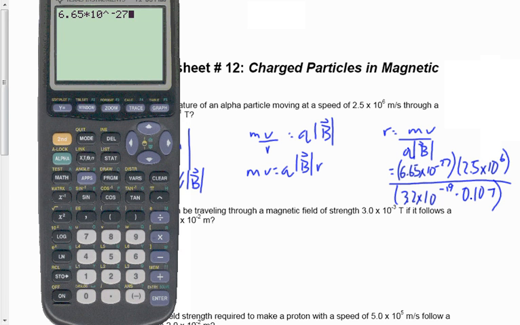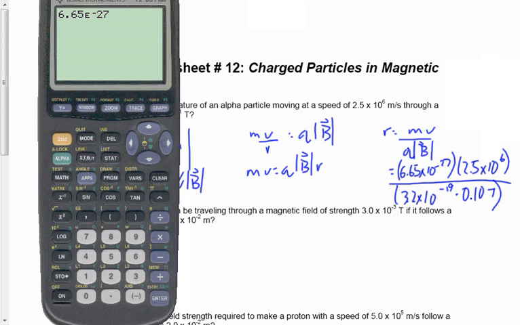Let's do this. 6.65, second function EE, negative 27. What that does is attach the base and the exponent to the 6.65. It's not multiplying a couple of numbers together. Here we're actually physically putting the times 10 to the 27 with it, except it should be 10 to the negative 27, shouldn't it? Yeah, that's what I got actually.